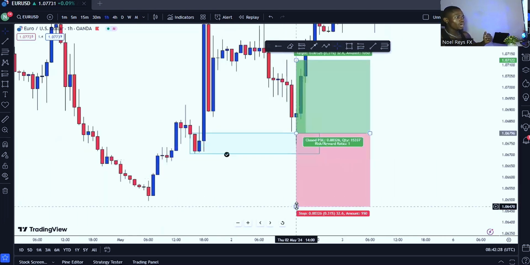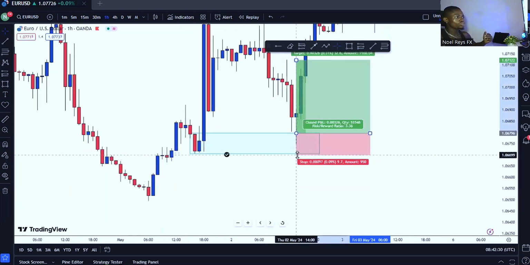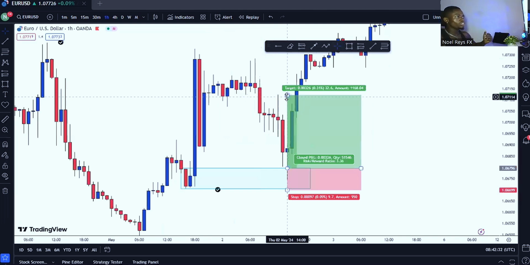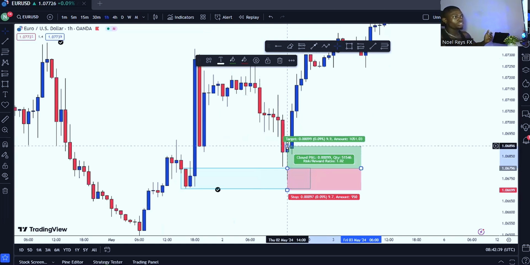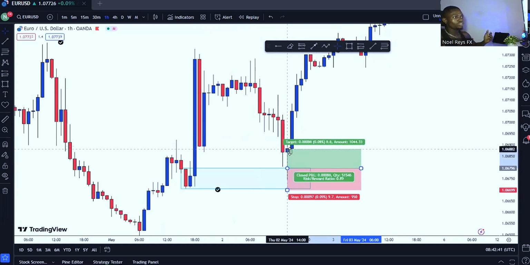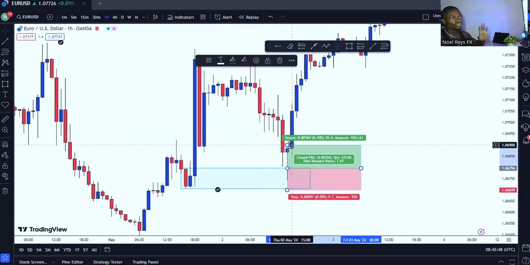Put your stop loss, and you can target at least 1 to 2. If you want to target 1 to 1, that's good for you. 1 to 1 is not a negative risk to reward. Anything below 1 to 1, like 0 point something, is a negative risk to reward. But once it's 1 to 1, that's not negative. It's still a good risk to reward.